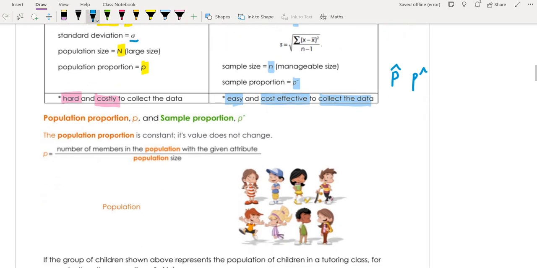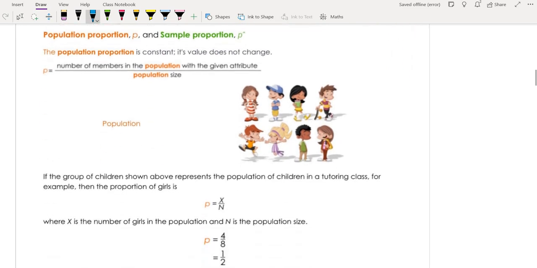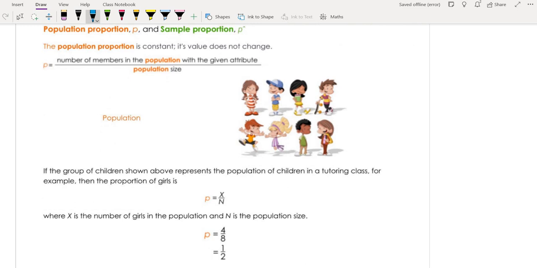So population proportion or sample proportion is sort of a ratio. As you would imagine, the word proportion has to do with ratio. So we're just looking at how many people in that population or sample have that given attribute that we're asking for, out of everyone that is in the population. So it's sort of like a probability, if you like.